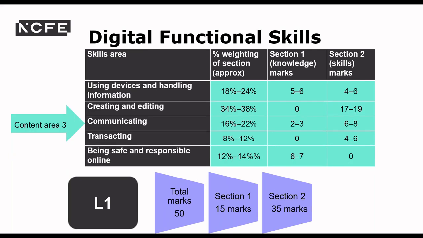For digital functional skills at level 1, we have the biggest difference between the weightings between the EDSQ and the digital functional skills. Digital communication is only worth around 10% of the total marks for EDSQ, while for the digital functional skills qualification, it makes up between 16 to 22% of the marks. There are 2 to 3 marks available in the first section and between 6 and 8 marks available for the tasks in the second section. So now we'll turn to entry level 3.